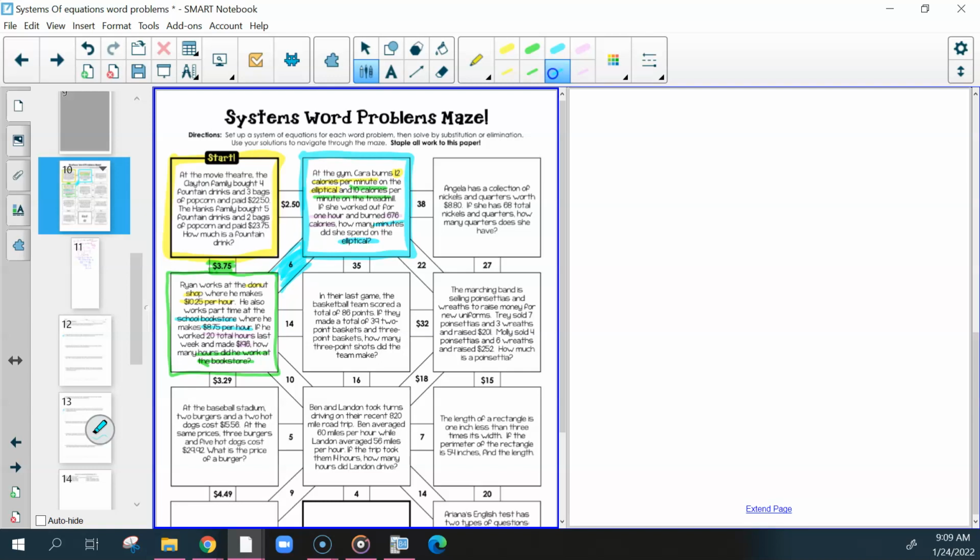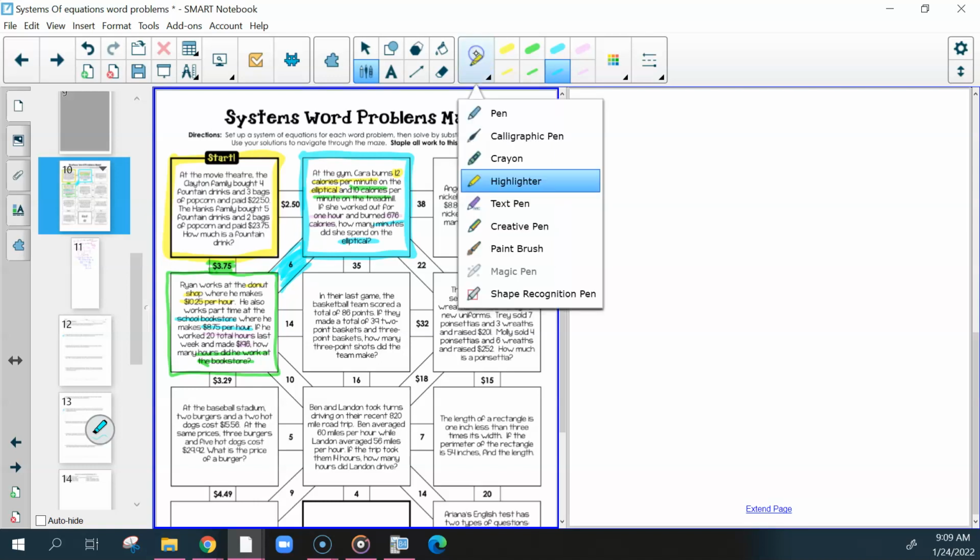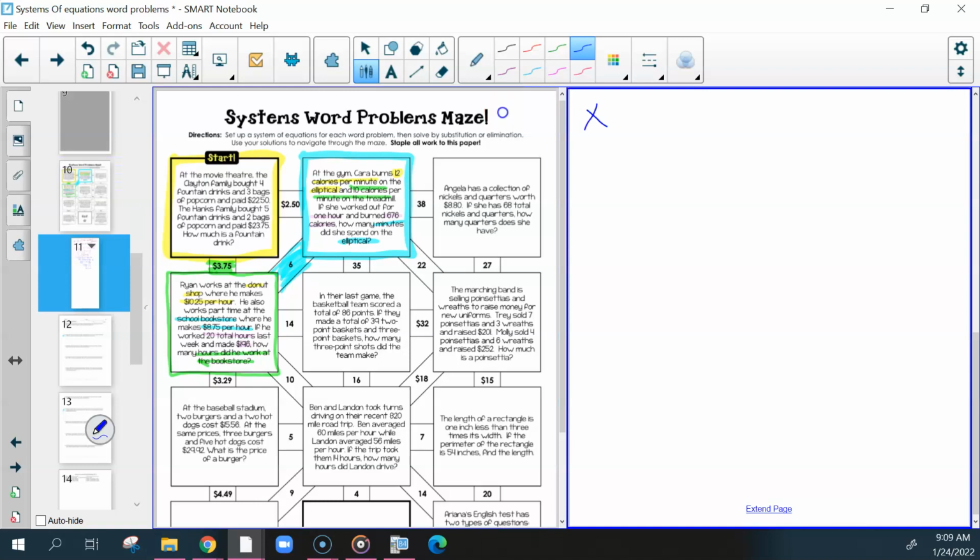So since we're solving this by graphing, we're going to make our variables x and y just for ease. If you want to make them e and t, you're still more than welcome to do that. What do these variables represent? How many calories she burned per minute? Is the calories what we don't know? Minutes. The minutes we don't know. So how many minutes spent on the elliptical, how many minutes spent on the treadmill?